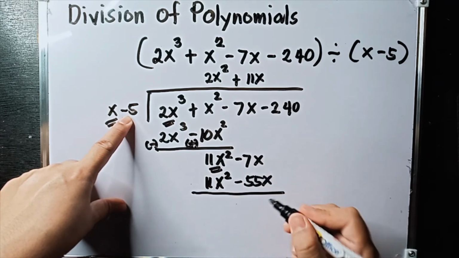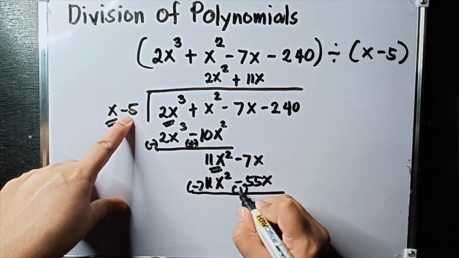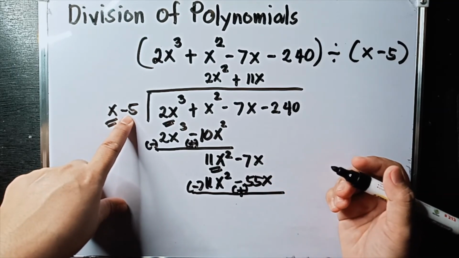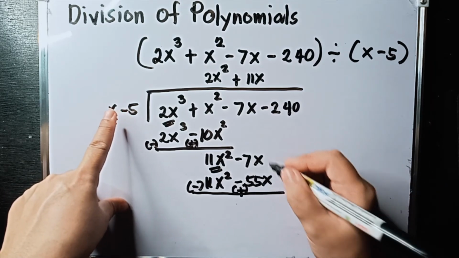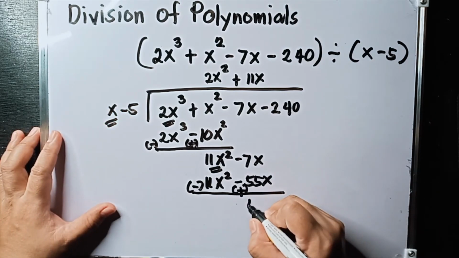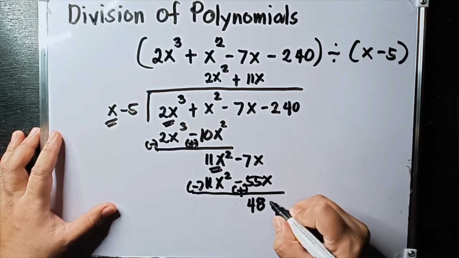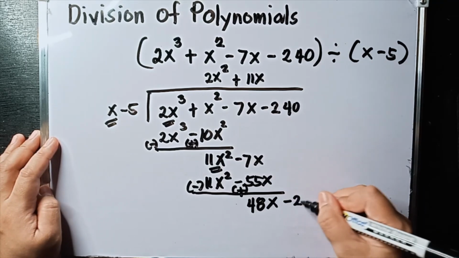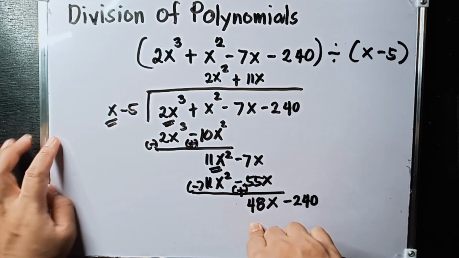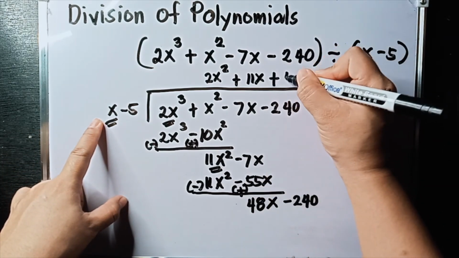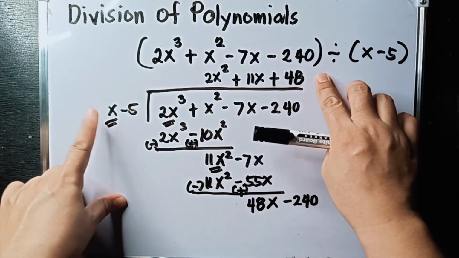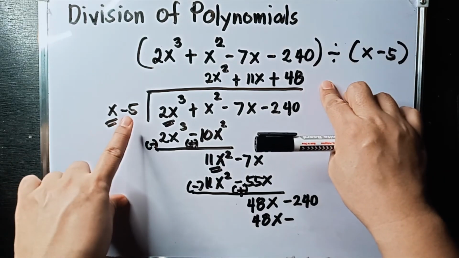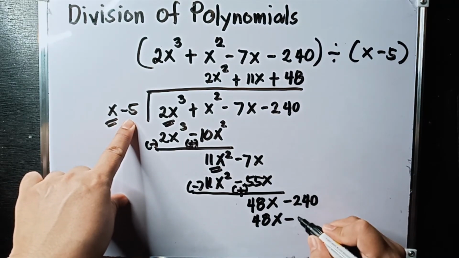We subtract again, so this one will become negative, this one is positive. Since we have different signs now, we can subtract the absolute values. 55 minus 7 is 48x, positive 48x. And then bring down our negative 240. So 48x divided by x is positive 48. 48 times x is 48x. 48 times 5 is 240.